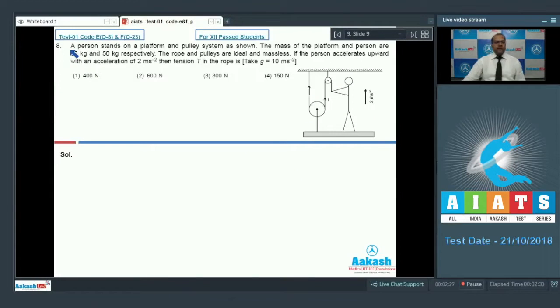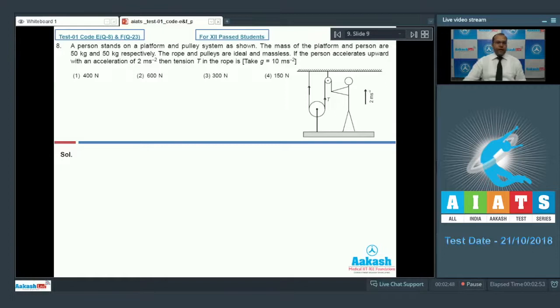In question number 8, a person stands on a platform and pulley system as shown. The masses of the platform and person are 50 kg and 50 kg respectively. The rope and pulleys are ideal and massless. If the person accelerates upward with an acceleration of 2 meter per second square, then tension T in the rope is, and it is given in the question the value of g is 10 meter per second square.